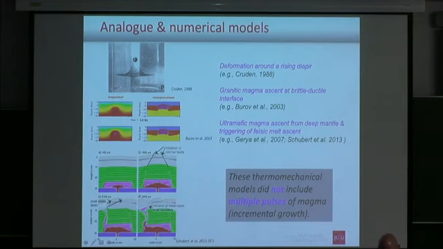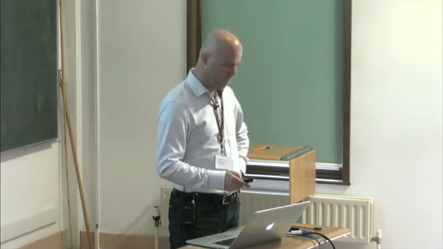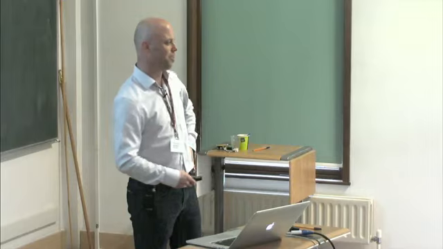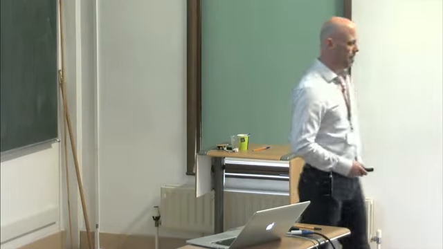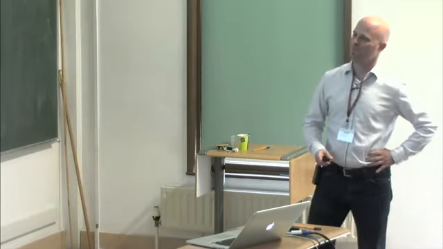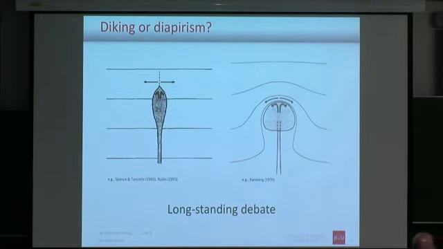But actually none of these models actually include multiple pulses. And as we saw before, there is an increasing body of evidence that this is really what we need to look at in the continental lithosphere. Now there has also been a very long-standing debate in structural geology, like a 100 years fight, over whether these plutons rise by diapirs or as dikes. And so you probably guess what I'm getting at.